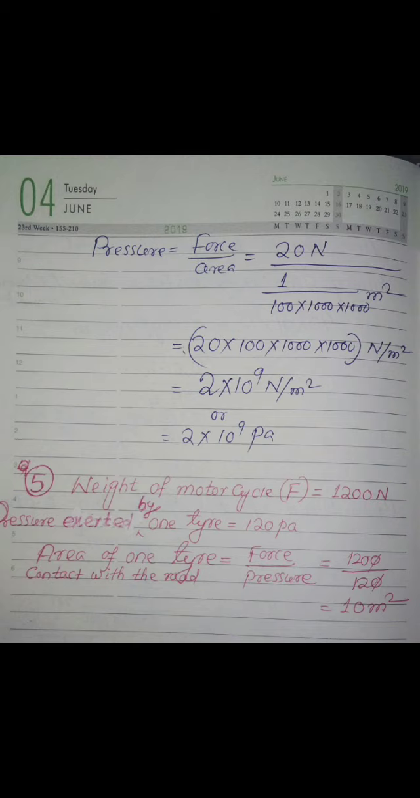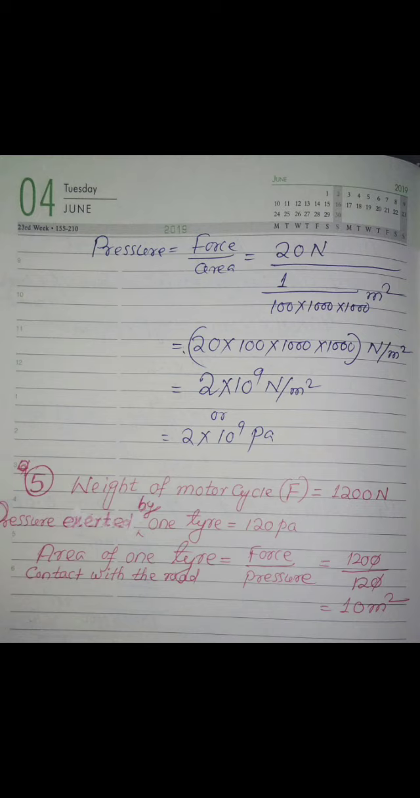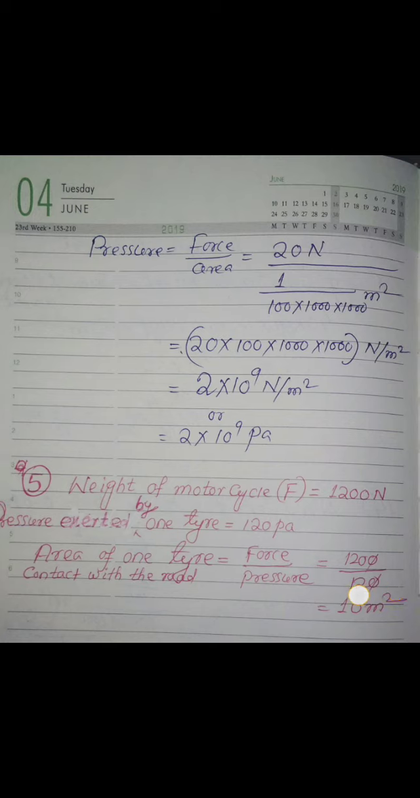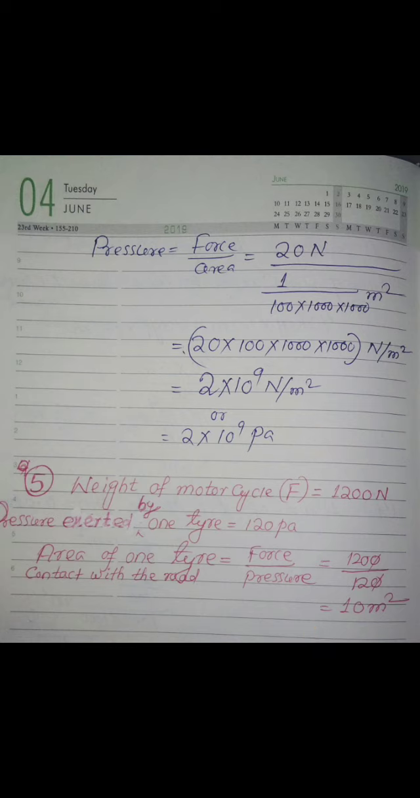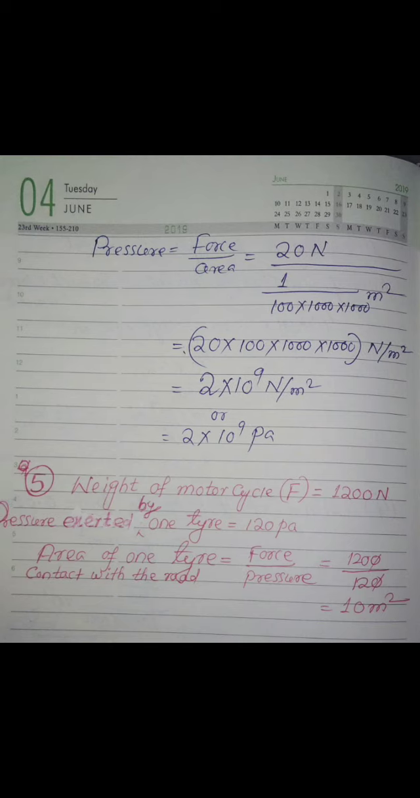If the pressure and force are given, you have to find the area of one tire. Area of one tire equals force by pressure. How much force is given? 1200 Newton. How much pressure? 120 Pascal or Newton per meter square. 1200 divided by 120, zeros cancel, that is 10 meter square. Thus the area of one tire is 10 meter square. If the area of two tires is asked, then 10 into 2, that is 20 meter square. Accordingly you have to do.